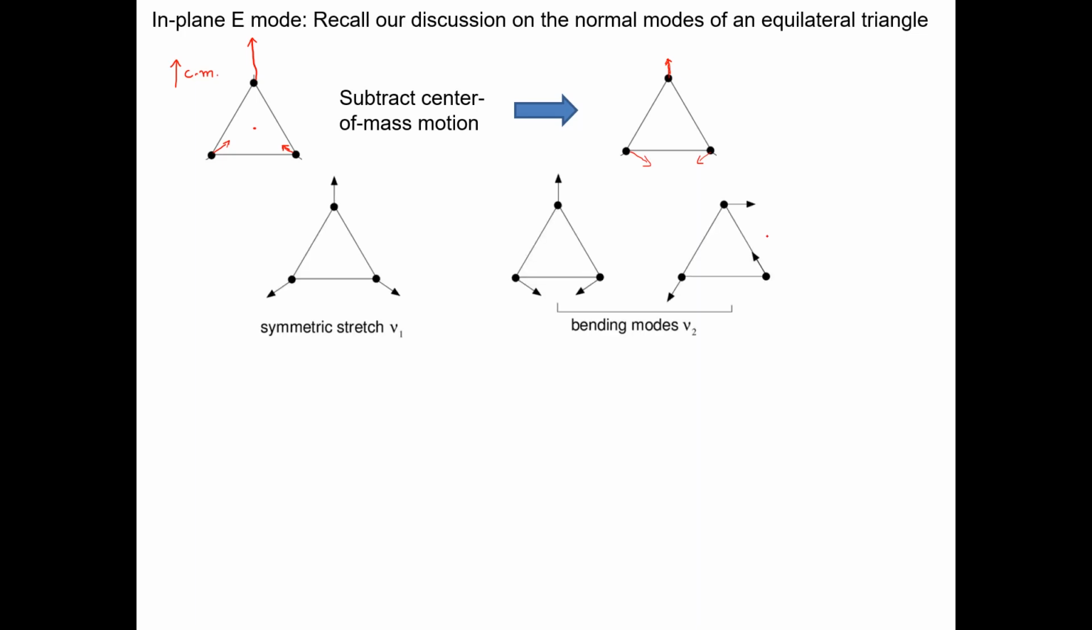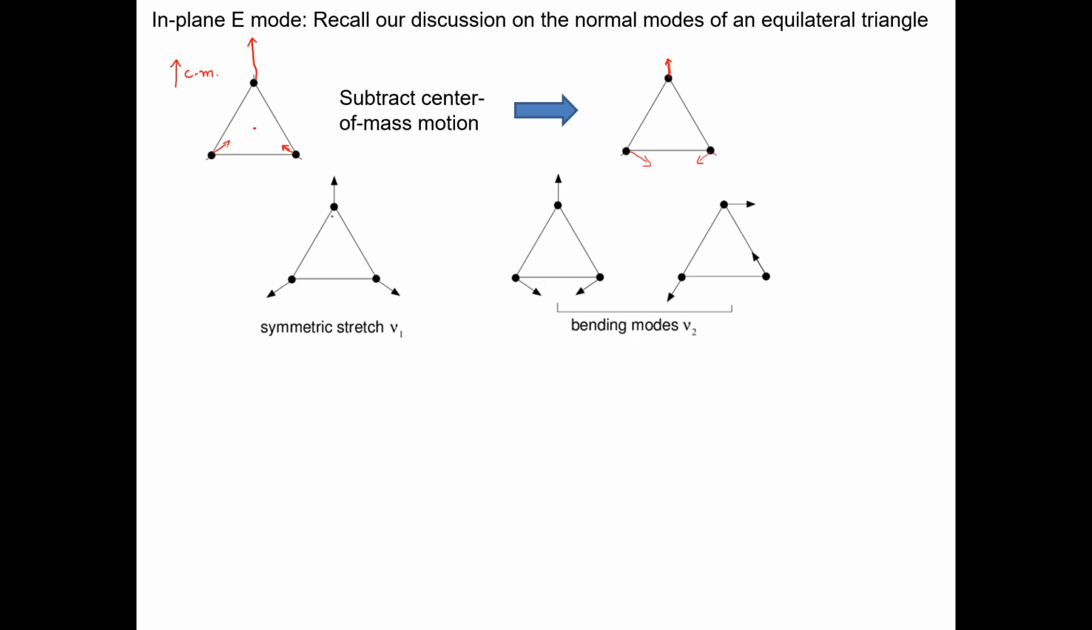So if I subtract the displacement of the center of mass, I would have something like that. A smaller displacement here. And this guy would be like that. This guy would be like that. So this is the correct solution of the problem that I posed last time. And so this is one of the partners of the E mode of the triangle. And the other partner you would get just by making an orthogonal mode to this one. So these are the results.